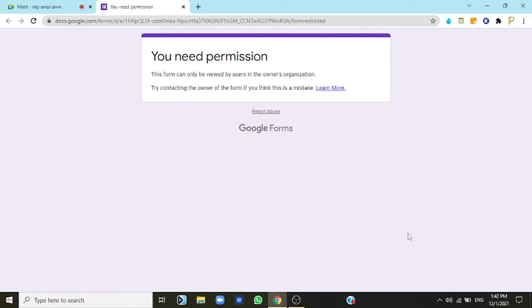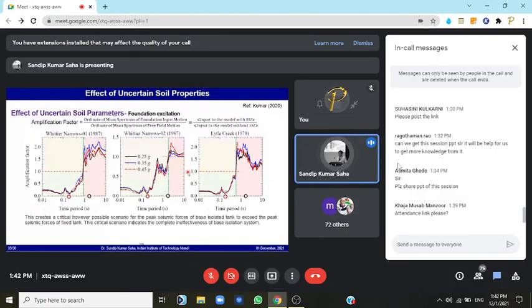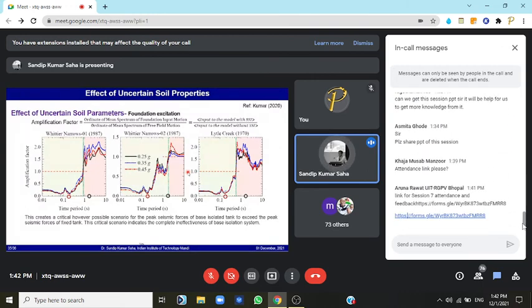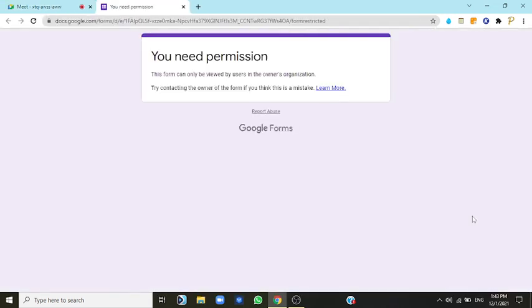Then another interesting thing we observed, considering the earthquake excitations, was the amplification factor. We defined the amplification factor in terms of the input to the model with soil structure interaction and the input to the model without soil structure interaction. That means essentially you are considering the SSI or not considering the SSI.